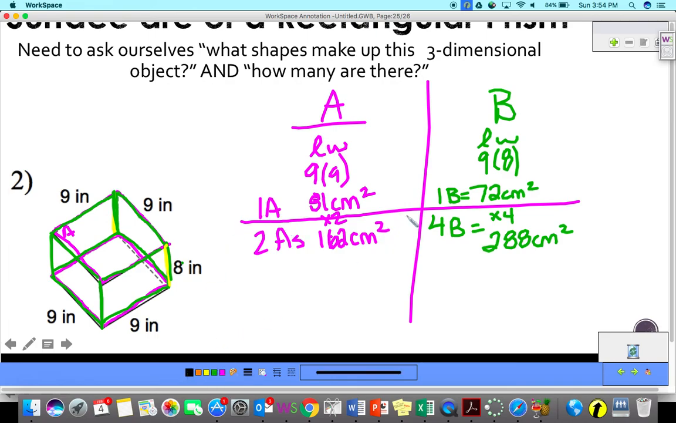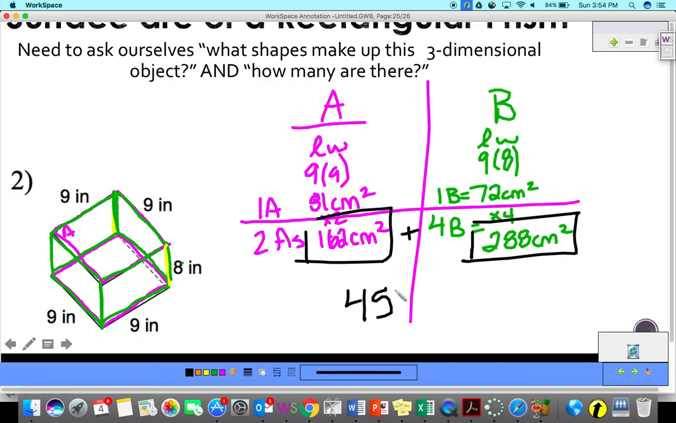So to find my total surface area, again, I add my totals together. 162 plus 288 gives me 450 centimeters squared for my total surface area. The trick with surface area is making sure you multiply the correct numbers. Please go back and watch this video as often as you need to, pausing it. Remember, 2 different numbers, you'll have 2 different shapes. 3 different numbers, you're going to have 3 different shapes.